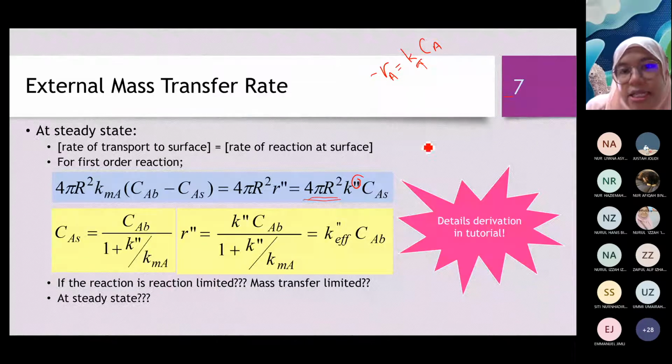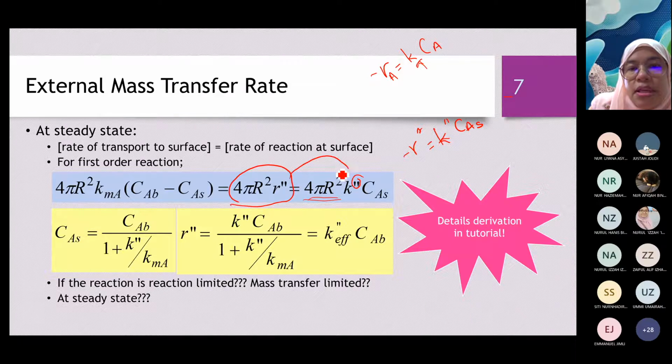So it becomes negative r equals k C_As, because we want to differentiate between the homogeneous reaction and the heterogeneous catalytic reaction. This is the way you write the rate law equation. Actually, this term is similar to this one: 4 pi r squared, 4 pi r squared, and this r equals this one. So that's why it becomes this.